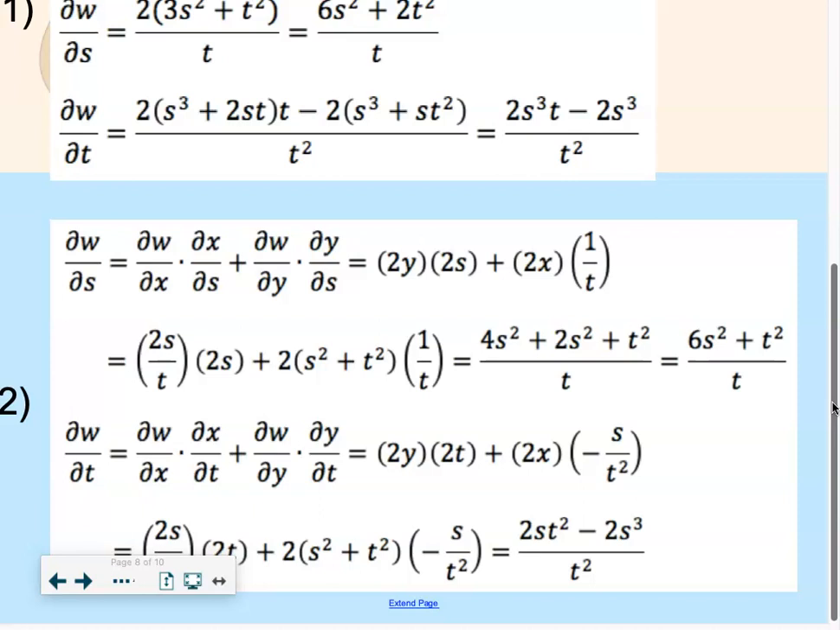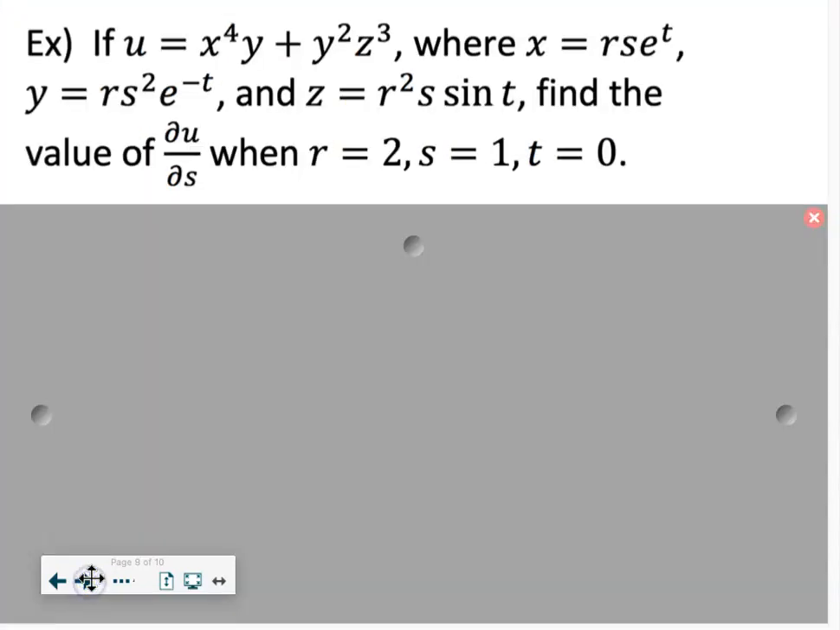Okay. This next one, if you can do this, you've got it. Okay? And it's not that big. It's not a huge problem. I could have asked for more. I didn't ask for that much.